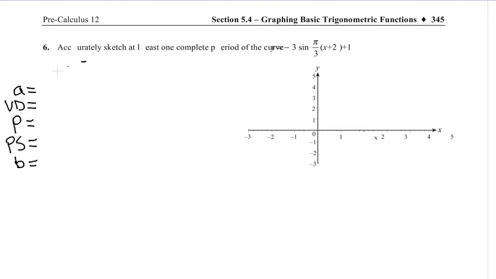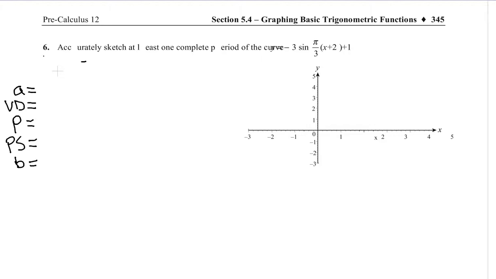This week, this section I'm doing 5.4, number 6 on page 244 in your textbook. And this is going to be a graphing question. The question is: accurately sketch at least one complete period of the curve y equals negative 3 sine pi over 3 in brackets x plus 2 plus 1.